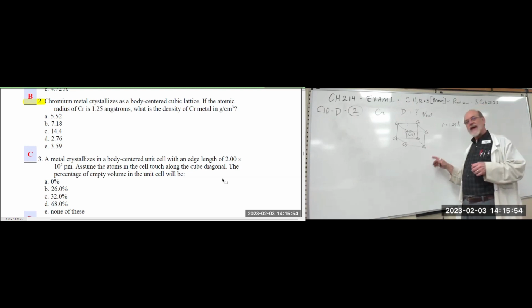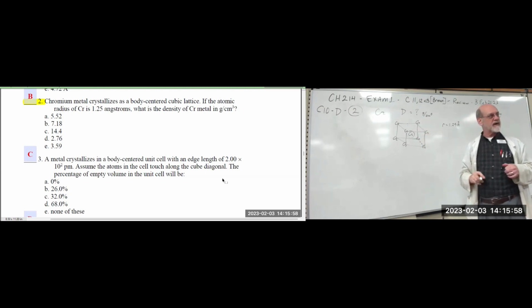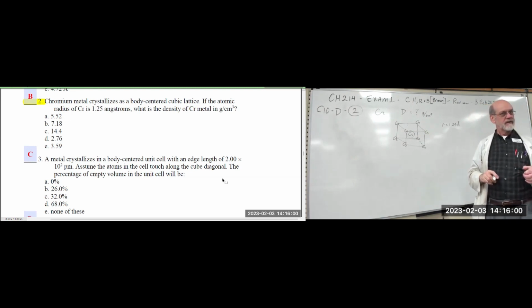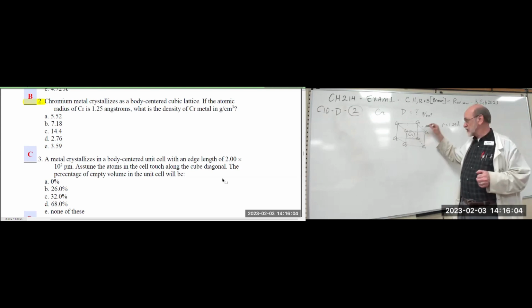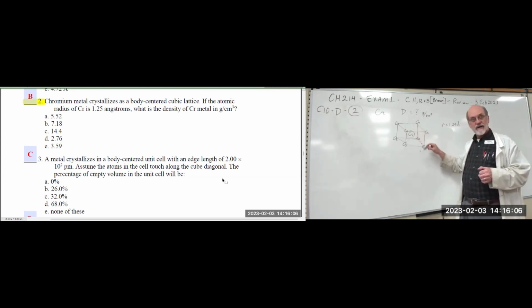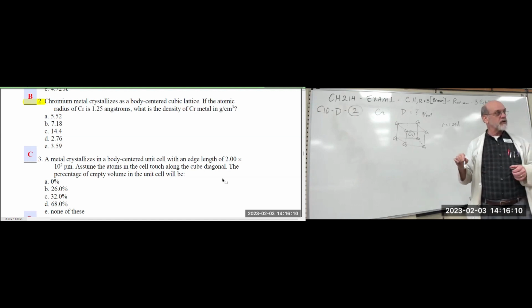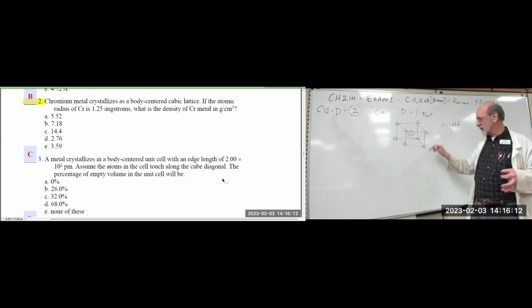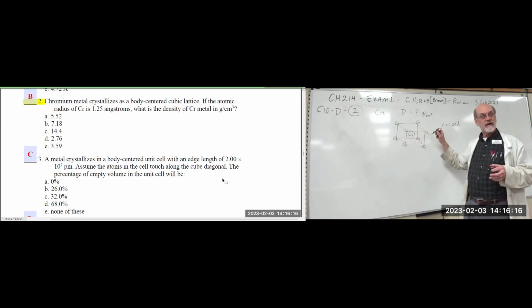And then how many atoms are assigned to that cube? How many atoms in a body-centered cube? You got 1 in the middle, belongs to that cube and none other. But you've also got 8 corners. And each one of these chromiums at the corner belongs to 7 other cubes. So only 1/8 of it is here. That means you've got 1 here and you got 1 there. So you have 2 atoms, 2 atoms per cube.